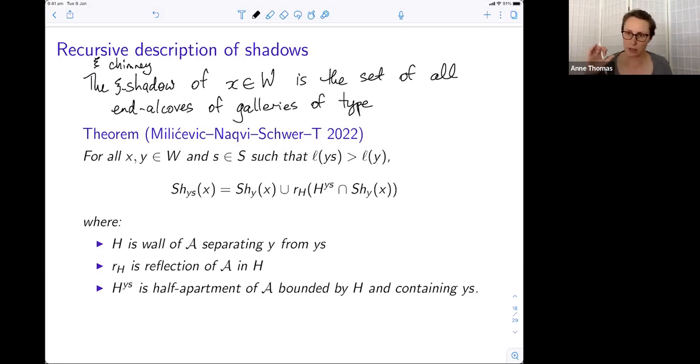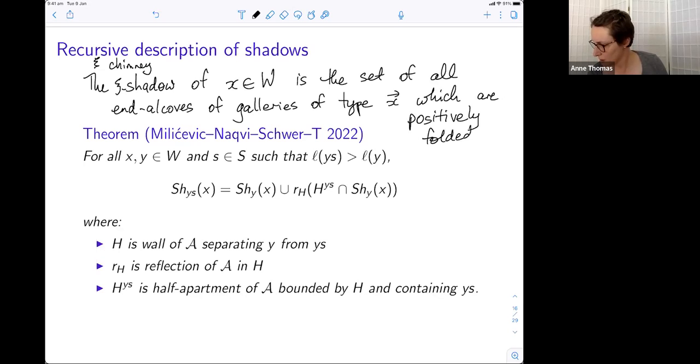type X. So you're starting with a minimal gallery, a shortest gallery from your identity alcove to the alcove representing this group element, which are positively folded with respect to the psi chimney. And all this means is you have a gallery of type X and you've got it by retracting from that chimney. So that's what we call the shadow, because it's everything that sort of gets hit on your way down.